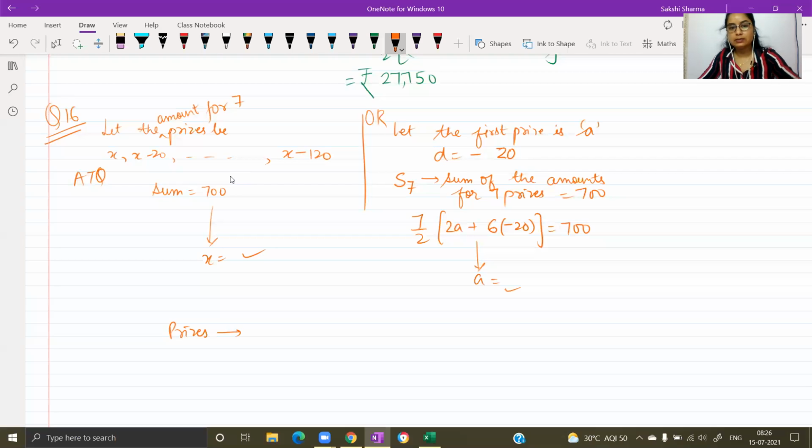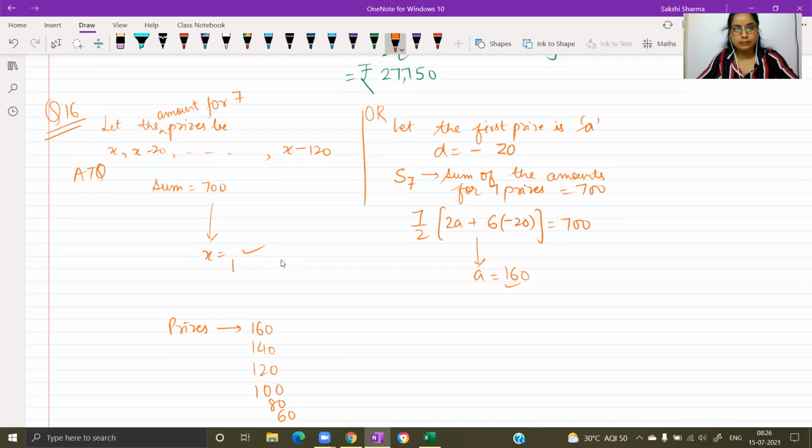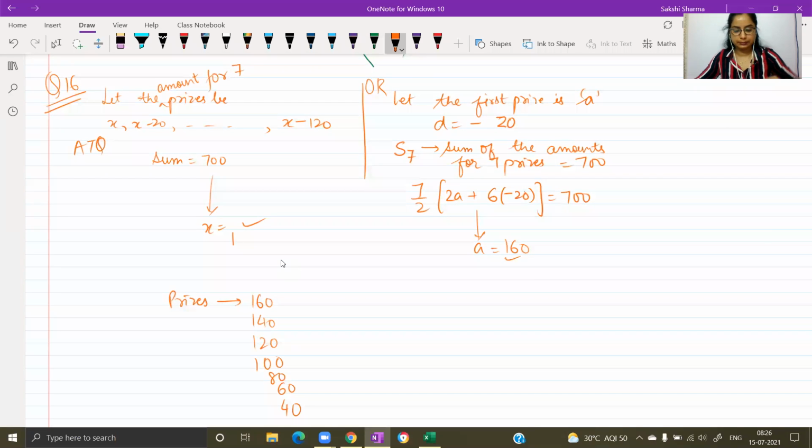So in either case, X comes out to be 160. First prize will be 160, then the second one will be 140, then 120, then 100, then 80, 60, and 40. Done?